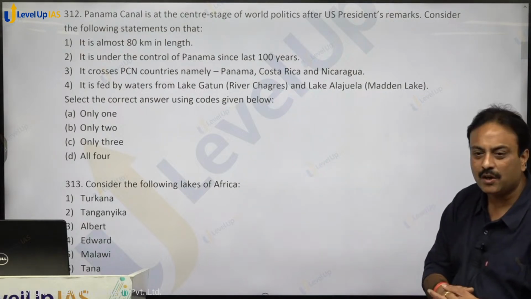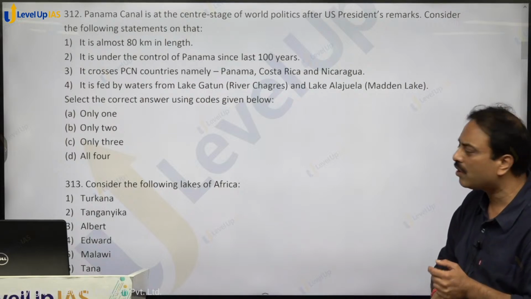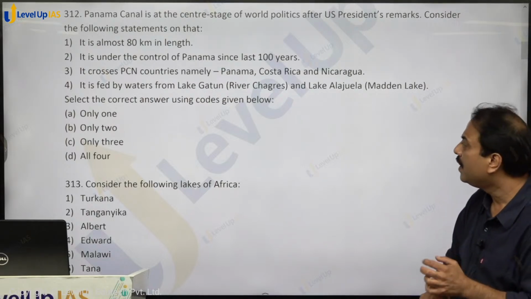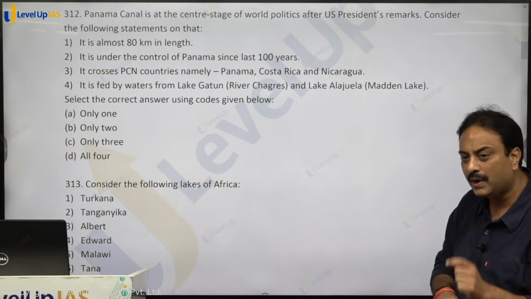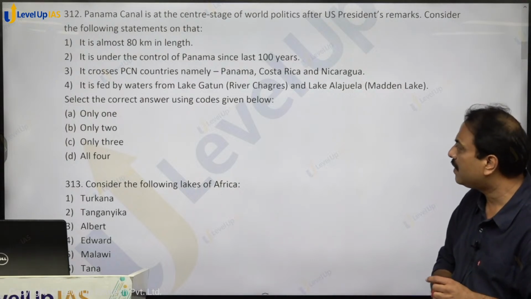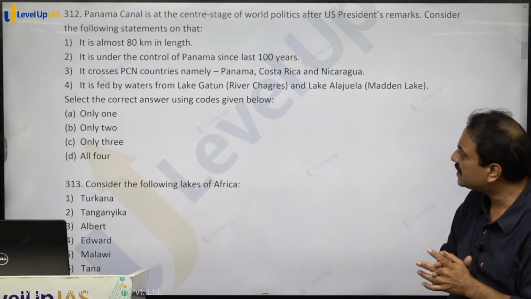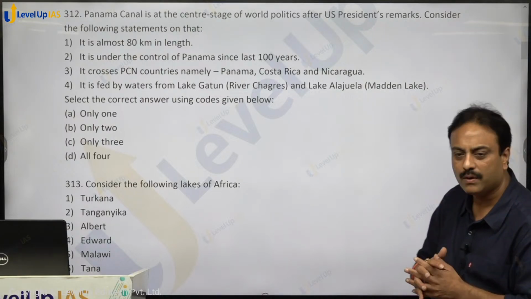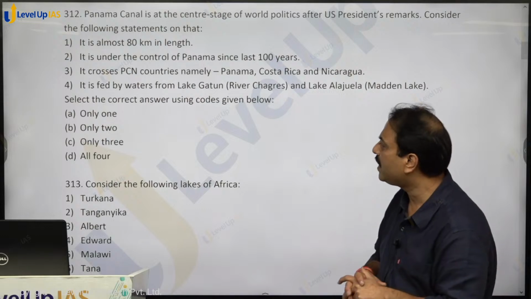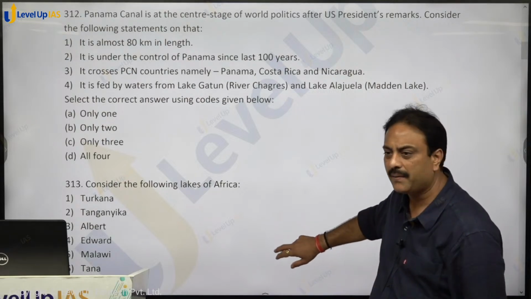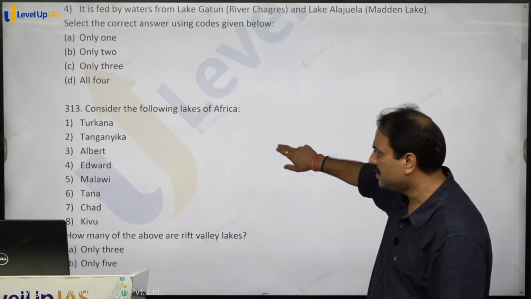So it is almost 80 km in length, correct. It is under the control of Panama since last 100 years, no. It crosses PCN countries, no, only Panama. It is fed by the waters from Lake Gatun and Lake Alajuela, correct. So first is correct, 2 and 3 are wrong, 4 is correct. So 1 and 4, only, option B, B for boy shall be the right answer.